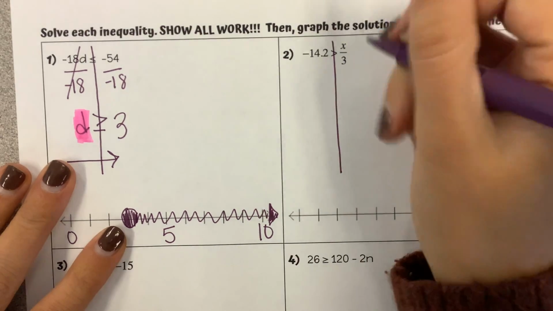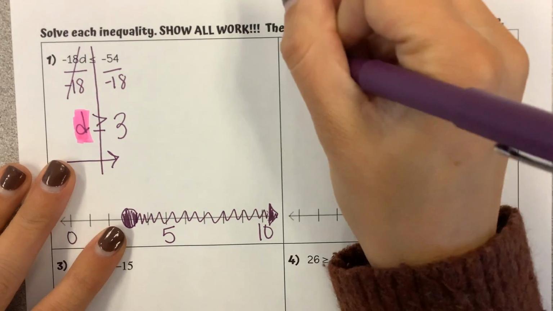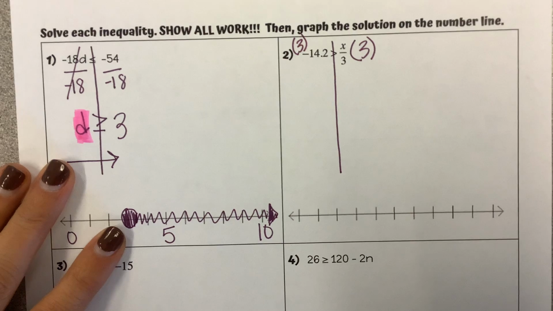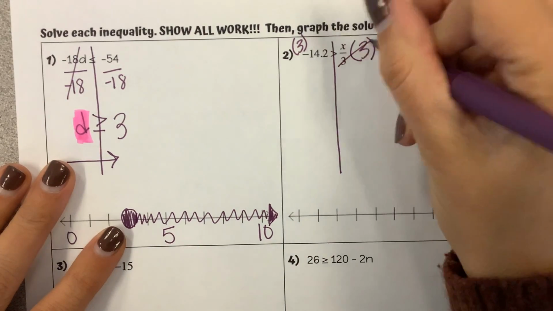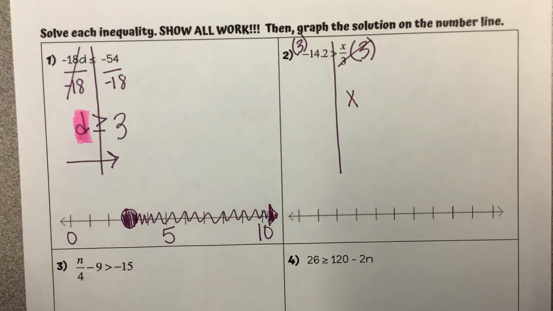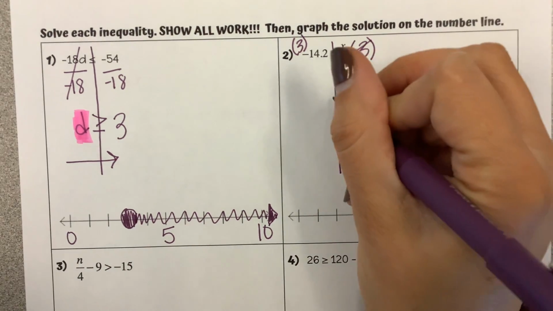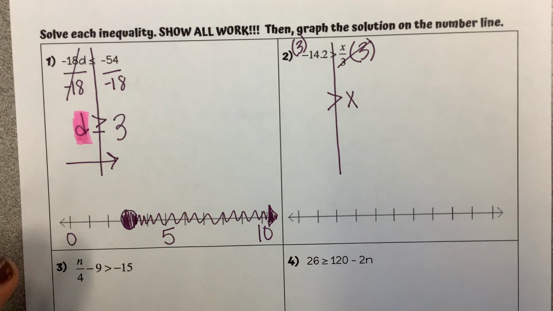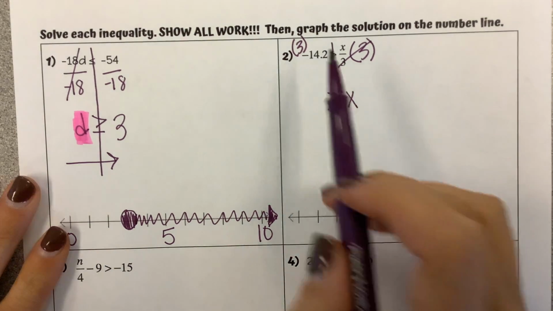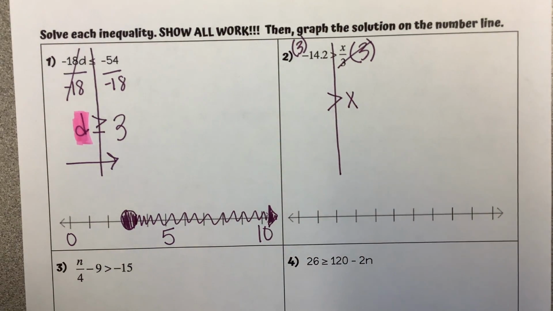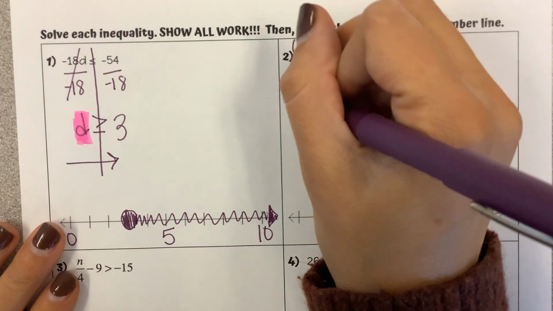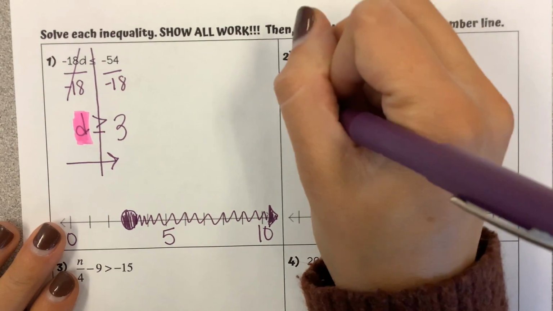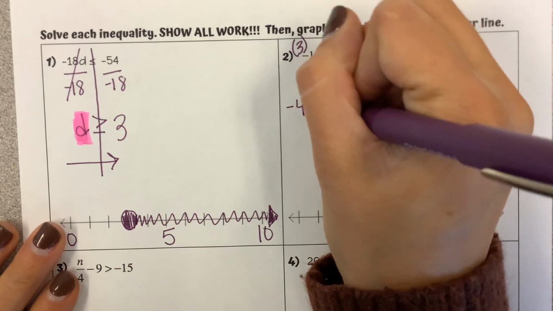X is being divided by 3. The opposite is to multiply by 3. On the side with our variable, it cancels. We're left with just X. We have our inequality sign that we bring down. We weren't multiplying by or dividing by a negative, so I don't need to flip it. And over here, -14.2 times 3 is going to be -42.6.